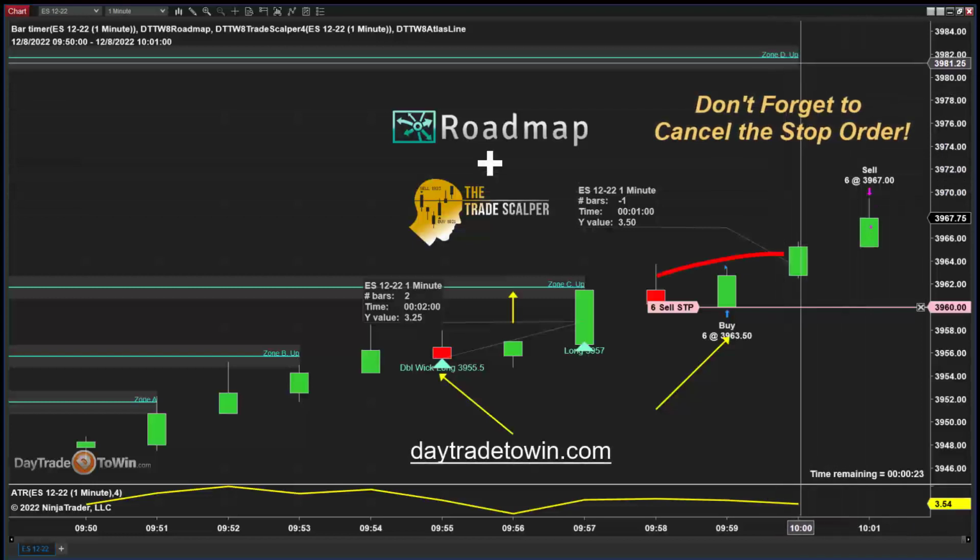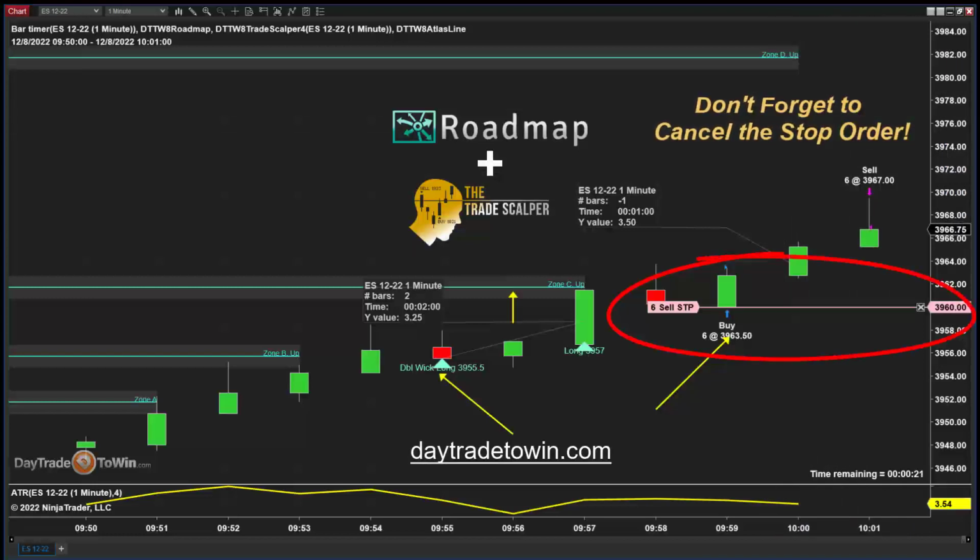By the way, don't forget to remove the stop. We're not looking to go short at that price. That's a stop.